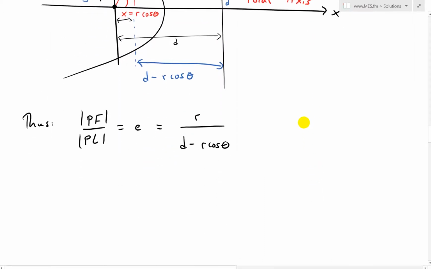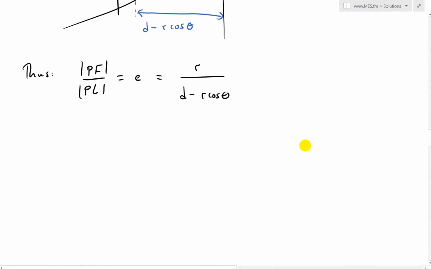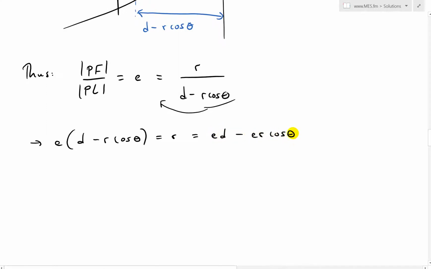Now getting back over here, we can move this inside and multiply it out. So we get e times the quantity d minus r cosine theta, and this equals r. Expanding this out, r equals ed minus er cosine theta.